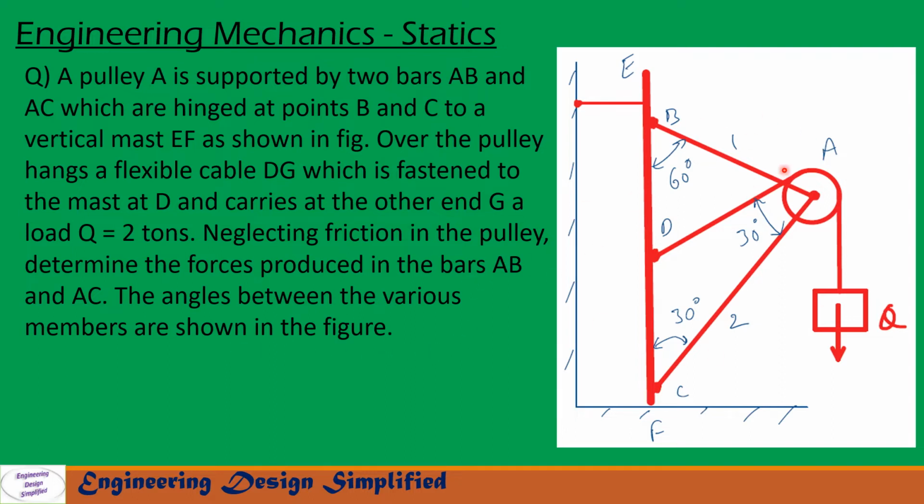So in the figure shown, there is a pulley and a string DA here, and at the other end a weight of 2 tons, Q, is hanging downwards, and at this end D the string is hinged to this mast. The bars BA and AC are also hinged to this mast as shown in the figure. So in the coming slides, let us see how to find the forces in AB and AC.